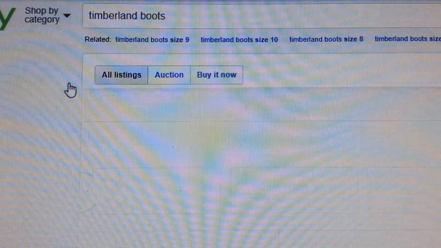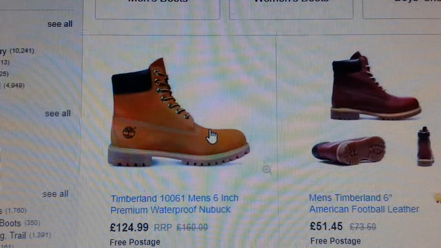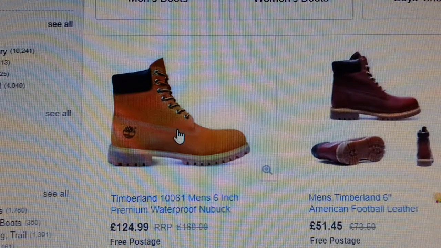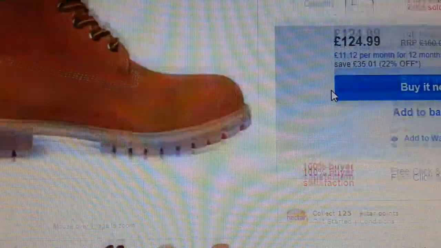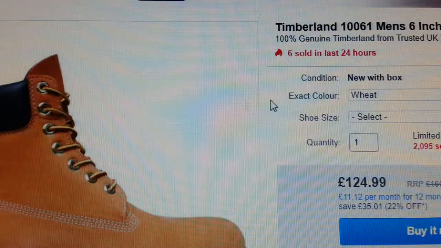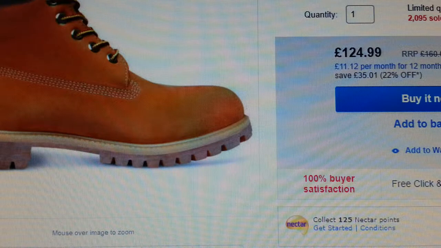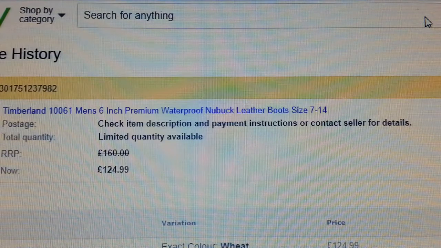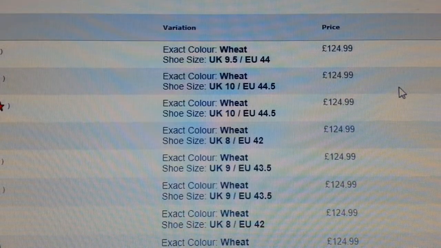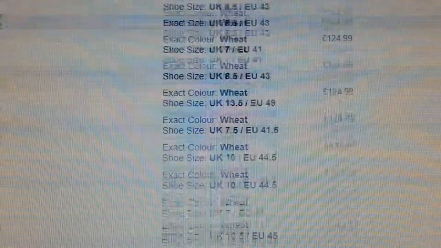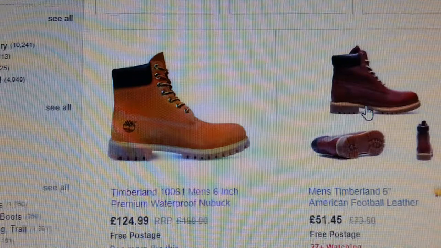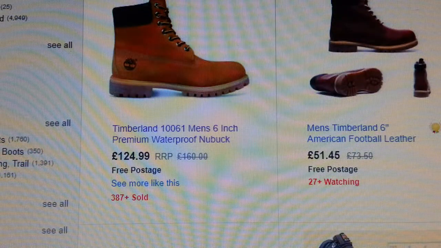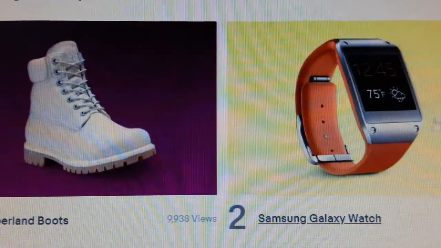Now, this Timberland boots, look, trending on eBay. Look, take a look at this listing. Right, $124.99. Now, they sold 2,000, almost near 2,000 pair of this. Look, see? So, there you go. So this is how you look for the products.